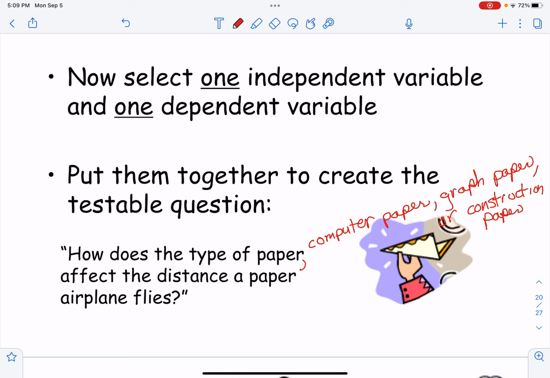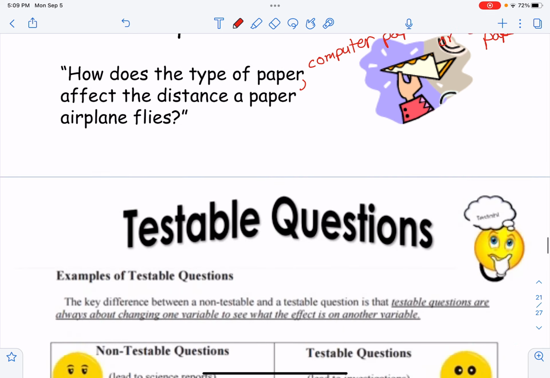Affect the distance a paper airplane flies. So I would have you include specifics, like so.